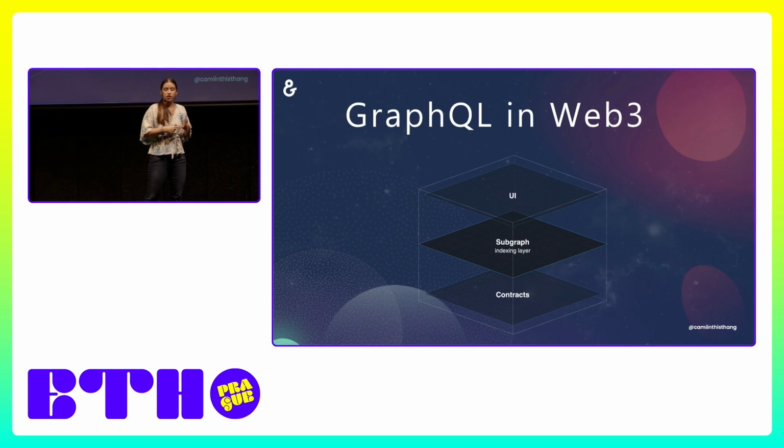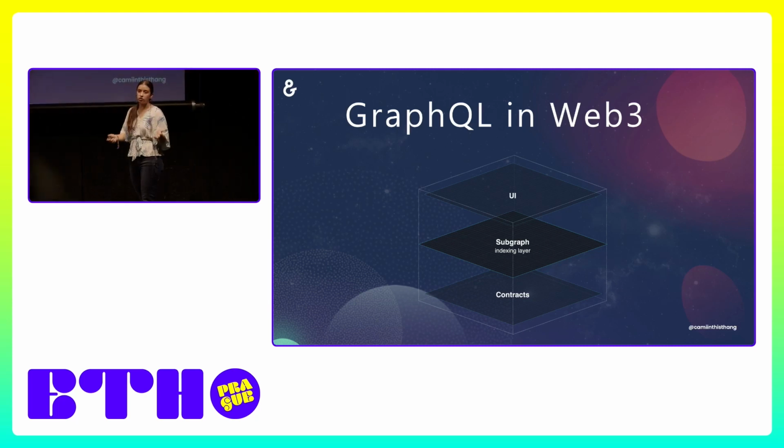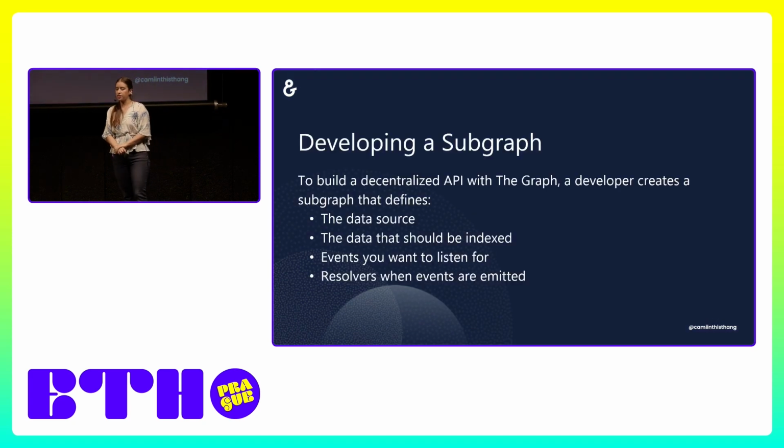And I like showing this image just to get on the same page of where the subgraph sits in your stack. At the very top, we have your UI, your client application. Just under that, you have your subgraph, which you can use to hydrate your UI, so to actually pull data from and display it. You can think of something like a dashboard or really any application. And under that, we have our smart contracts, or the data from the blockchain. Now, to develop a subgraph, we're going to talk about how you define the data that you need, and then we're going to go through the steps of how to do that.